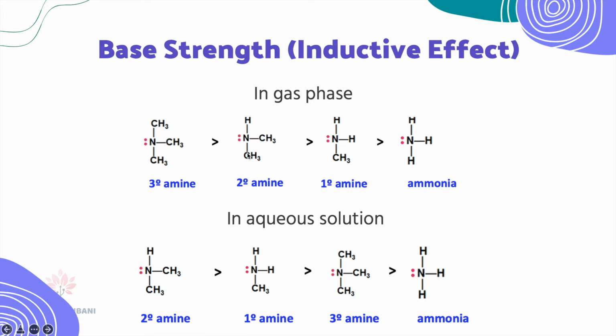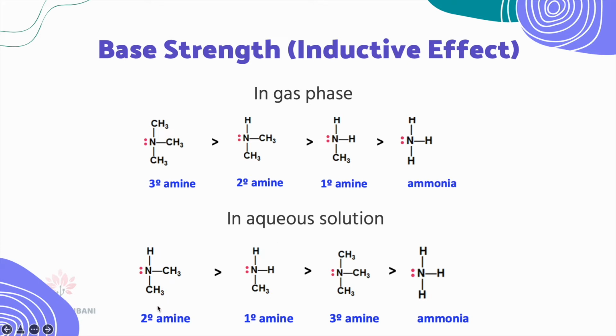Secondary amine, 2 R groups only, 2 R groups only to make this N electron density higher. In primary, 1 R group only can make the electron density at N higher, but ammonia has no R group at all. So in gas phase, we can understand why tertiary is more basic than secondary, more basic than primary, more basic than ammonia itself. But in aqueous solution, it's a bit different.